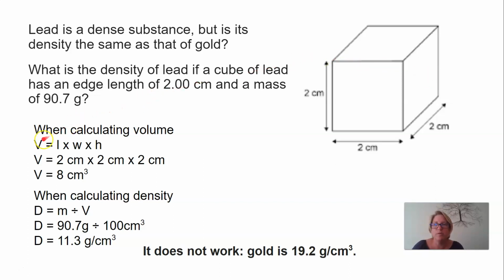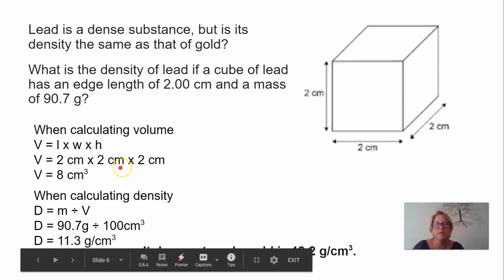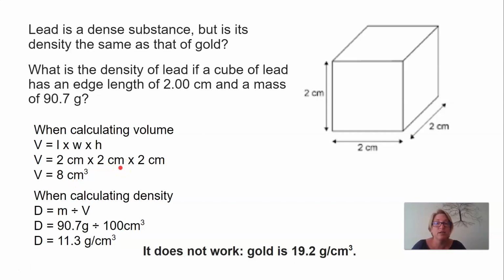The volume of a cube equals length times width times height. They've told us that it is a cube and the sides are 2 centimeters. So that means 2 centimeters by 2 centimeters by 2 centimeters. So 2 times 2 is 4, 4 times 2 is 8. So our total is 8, and centimeters times centimeters times centimeters gives us centimeters cubed, or cubic centimeters. So that is how we're going to calculate volume.